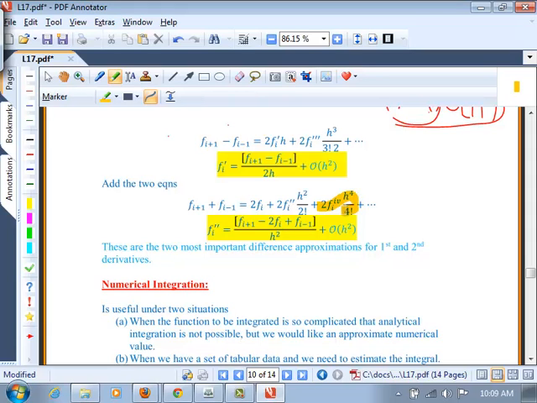Numerical integration. I'm not going to spend a lot of time on this, just to show you that the same formula can be used. The Newton forward formula and the Newton backward formula can be used to solve this problem. The problem is to find out what the integral of a certain function is between two limits a and b.